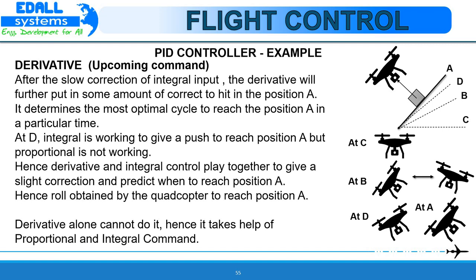At position D, the integral is working to give a push to reach position A, but the proportional is not working. Hence, the derivative and integral control play together to give a slight correction and predict when to reach position A, hence the roll obtained by the quadcopter to reach position A. Derivative alone cannot do it. Hence, it takes help of the proportional and integral commands. So, the quadcopter from position C will go to position A with the help of three controllers, that is proportional, integral and derivative control.